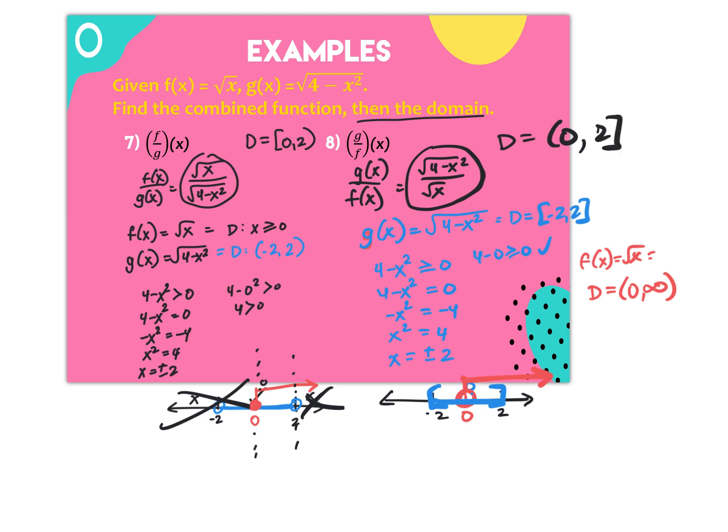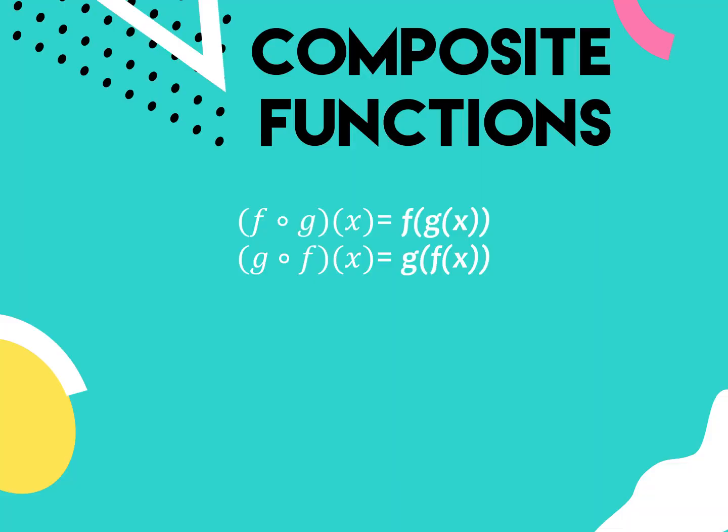Notice it's kind of similar numbers, but in this one, it includes 0 and doesn't include 2, and in the other one, it doesn't include 0, but it does include the number 2. So it's kind of interesting. And that's all because of what was in the bottom spot, the denominator. Again, we keep going, and now we get to composite functions.